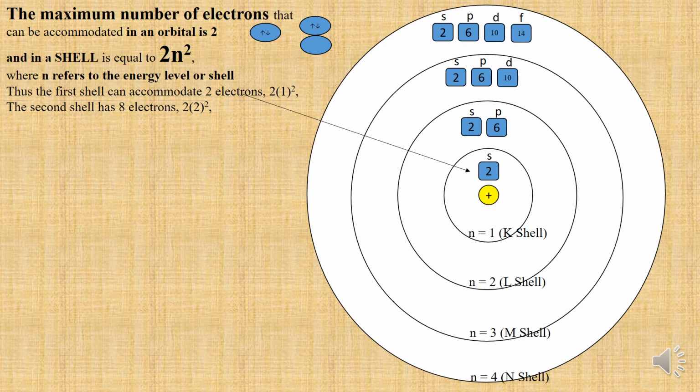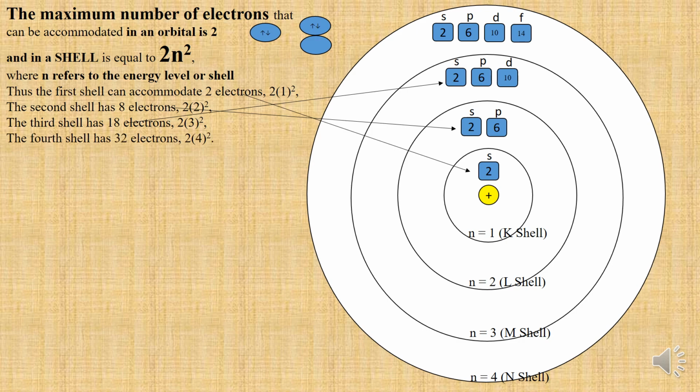The second shell has 8 electrons, where n is equal to 2. The third shell has 18 electrons, where n is equal to 3. The fourth shell has 32 electrons, where n is equal to 4. So your number 4 refers to the shell number or the energy level.